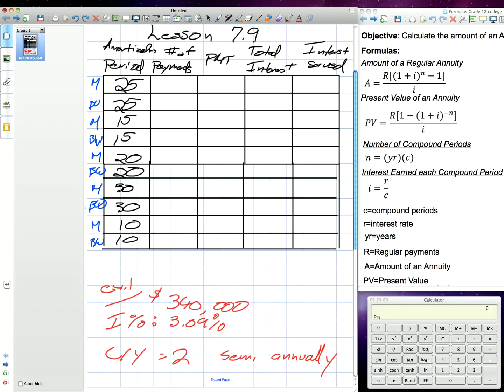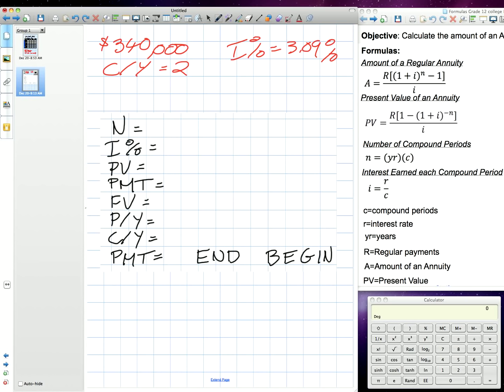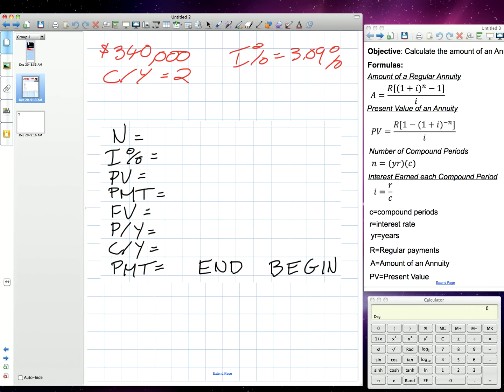Okay, so we have our $340,000 mortgage. It's being compounded semi-annually, and the interest rate is 3.09. Okay, so we have our numbers and our variables to plug in. Our N, which we remember from over here, is going to be the years on our mortgage times the compounding periods. Okay? Now, that's our payments.